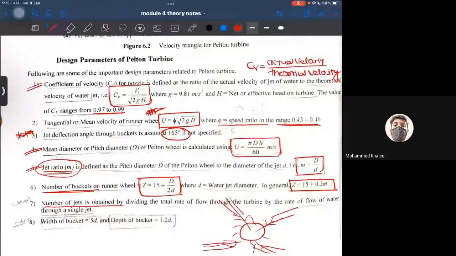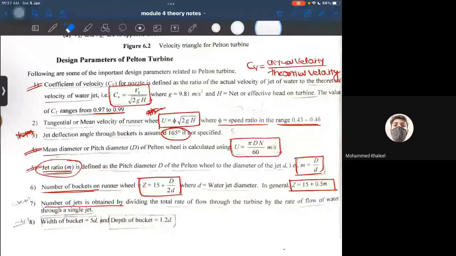Now, how do you calculate the number of jets if it is asked in the problem? You have to divide the total rate of flow through the turbine by the rate of flow of water through a single jet. How do you do it? You calculate the total rate of flow through the turbine, divided by the rate of flow through a single jet. If you divide these two parameters, you will get the number of jets.